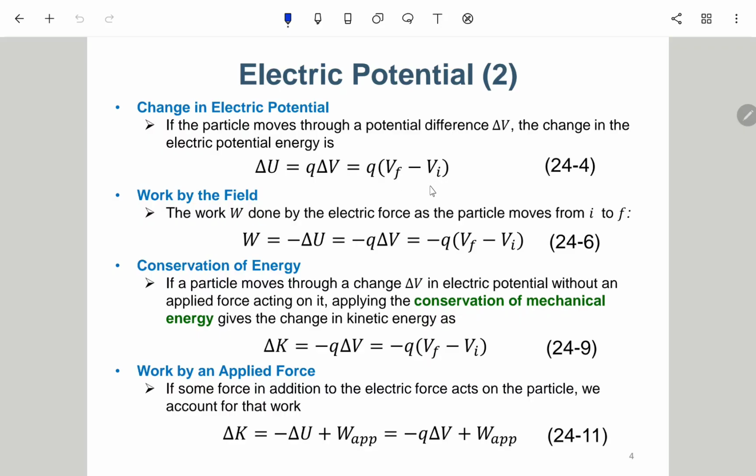VI and VF are defined to be the initial potential and the final potential. For I and F, one is the initial, one is final. Which means you try to move a charge Q from one point. At this point it has a VI potential, and then you move it to another point with VF.